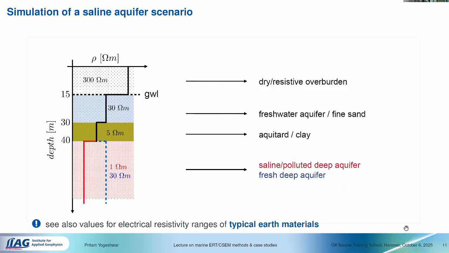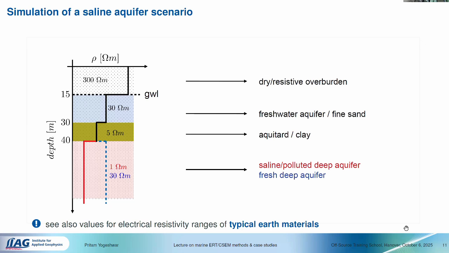We have a very dry resistive overburden, let's say 300 Ohm meter. Then we would have the groundwater level maybe at 15 meters. And you would have a 30 Ohm meter freshwater aquifer, fine sands, maybe intermixed with some clay or so. And then you would have quite a conductive clay aquitard, maybe that is too conductive even. And below that, we would have two scenarios. So one scenario in red, we have the saline deep aquifer, or we have sitting below another fresh deep aquifer.